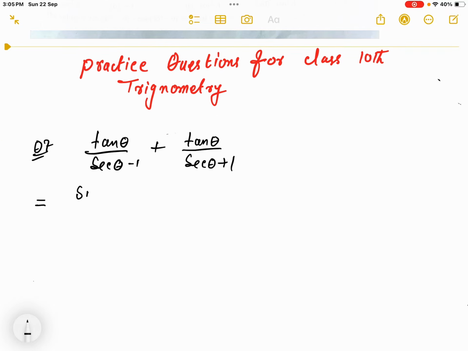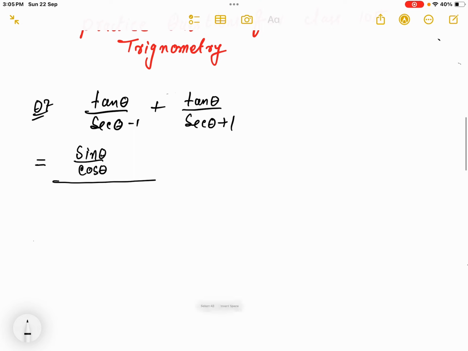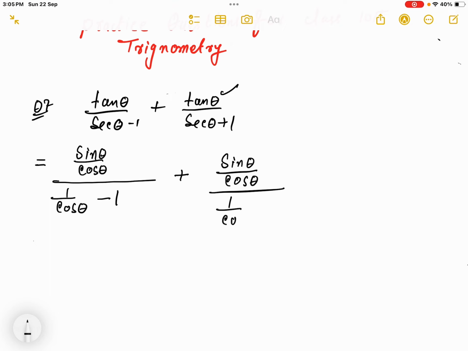Tan theta, we know, is sine theta divided by cos theta. And in the denominator, I have sec theta minus 1. We know that sec theta is the reciprocal of cos, so I'll write 1 by cos theta minus 1. Plus, again, in place of this tan theta, I will write sine theta divided by cos theta. And in the denominator, I have sec theta plus 1. In place of sec theta, I will write 1 by cos theta plus 1.